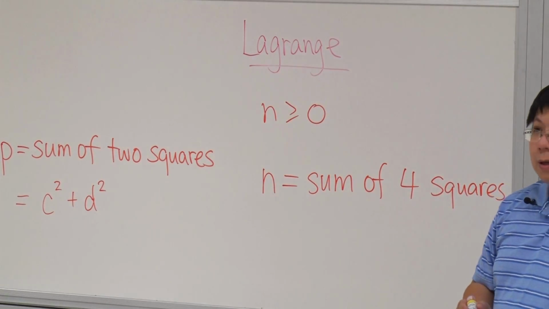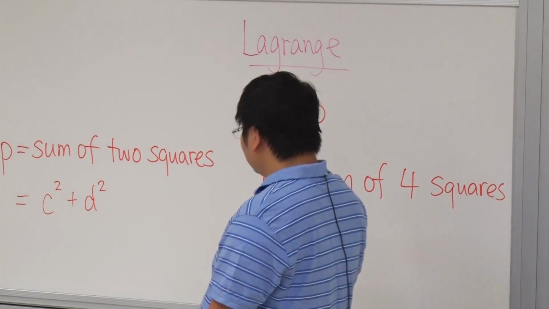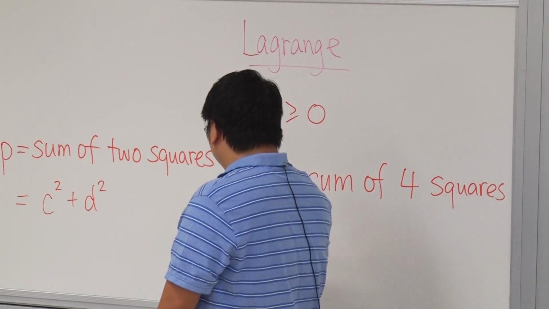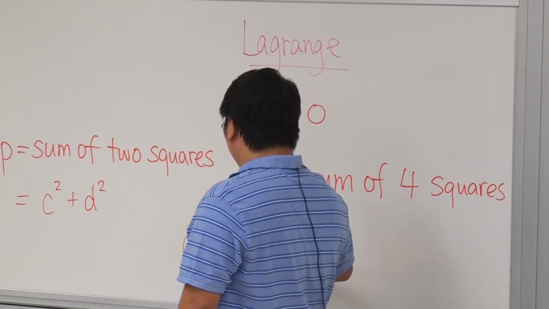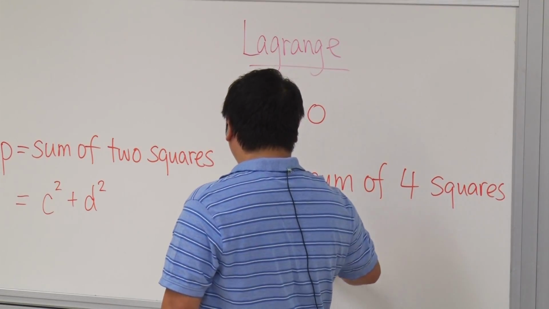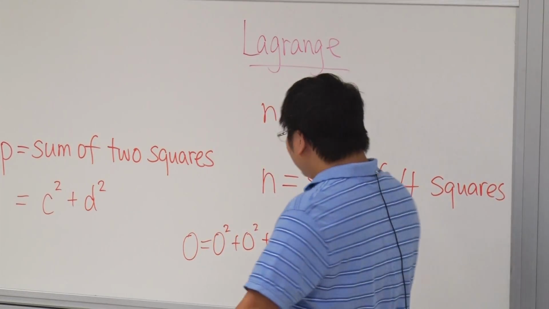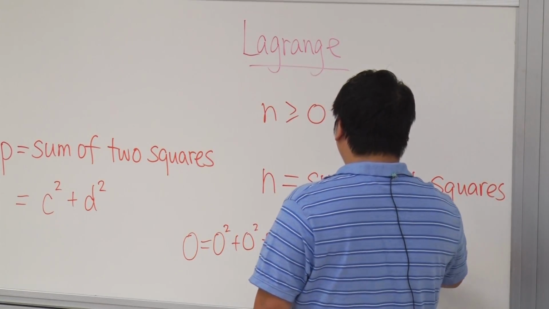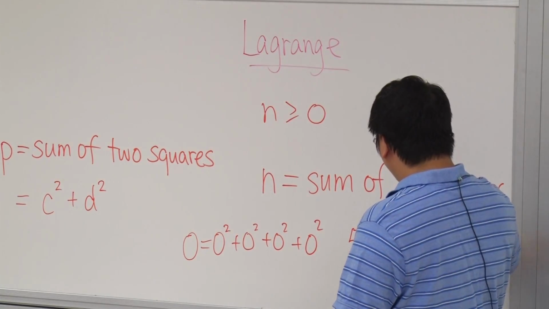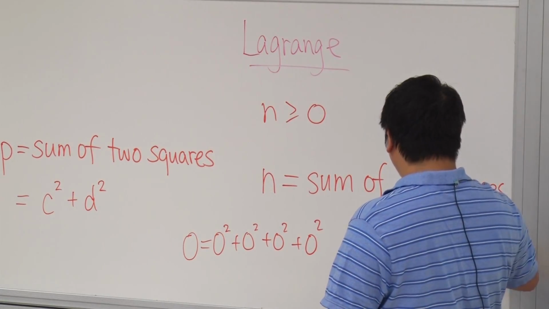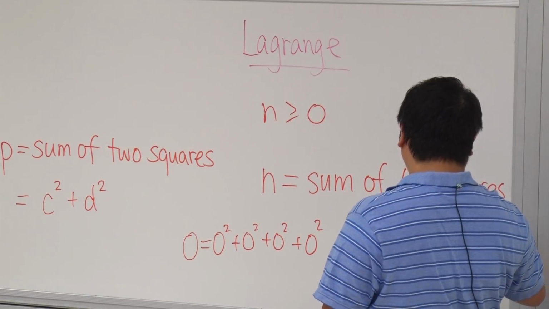So 0, you can count it. So 0 is equal to what? 0 square plus 0 square plus 0 square plus 0 square. Is it okay? So let's say if I have a number 55, 55 you can write as 1 square plus 2 square plus 5 square plus 5 square.